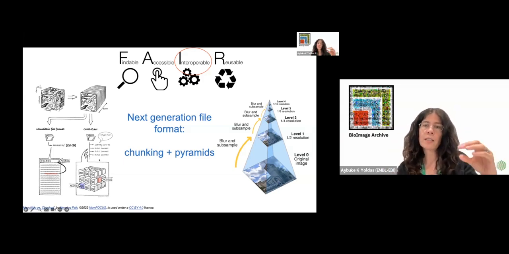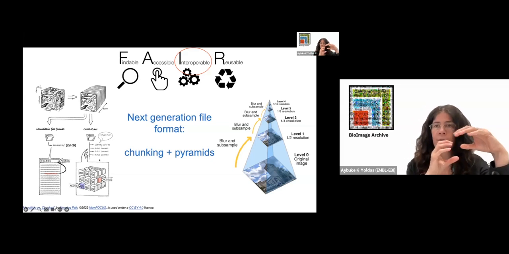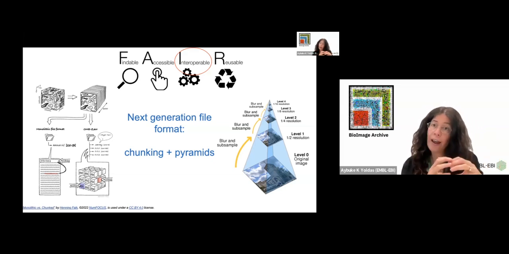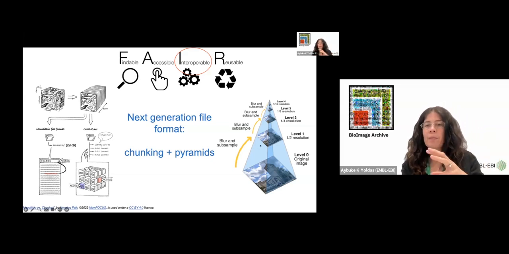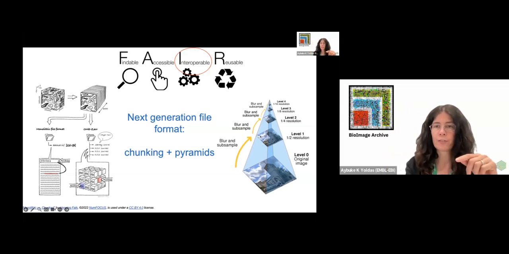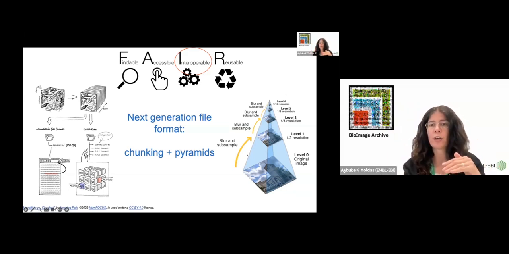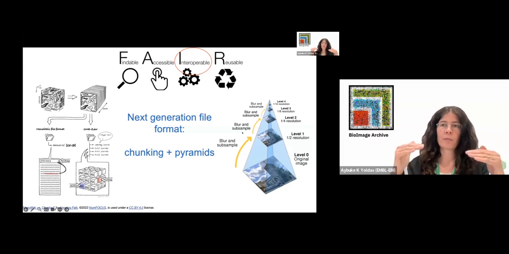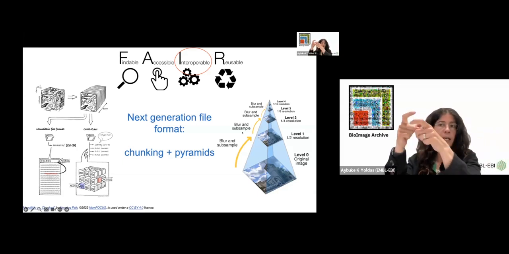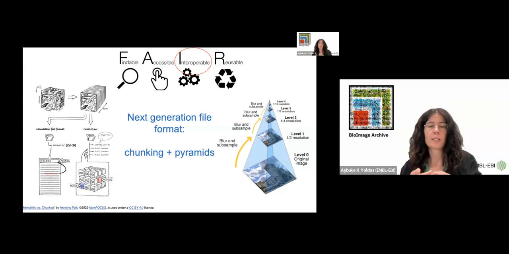So chunking means all the data are stored in chunks of arrays. And pyramidal is like you have different resolutions of the image. So you have this original resolution, but you also have some lower resolution, smaller sized images in the file format in the same container, essentially.